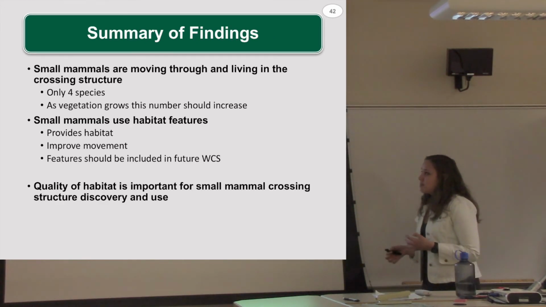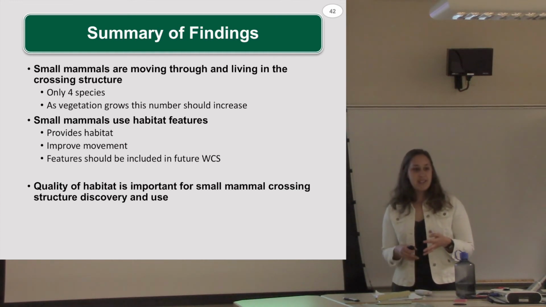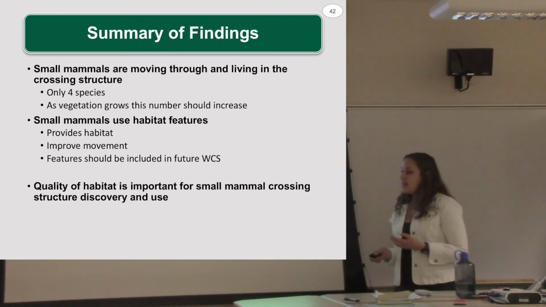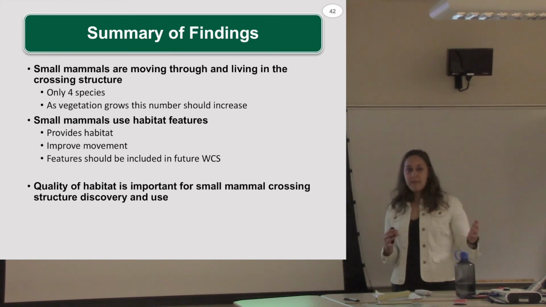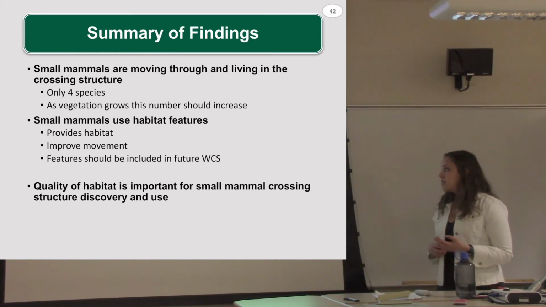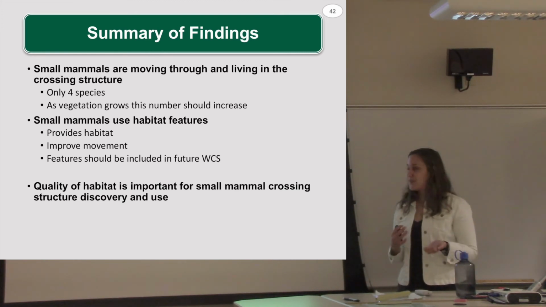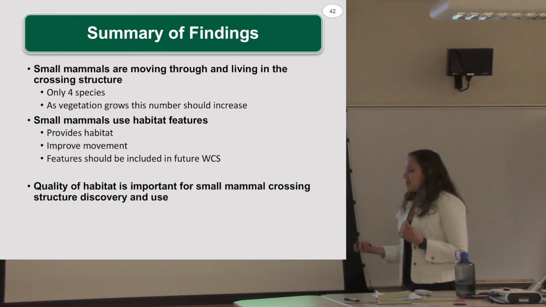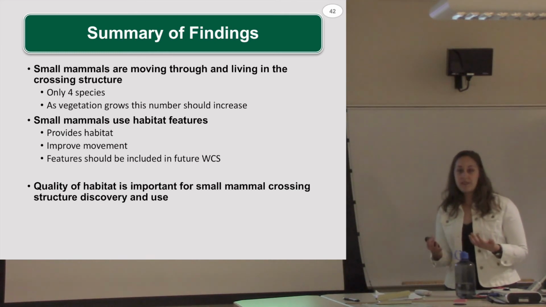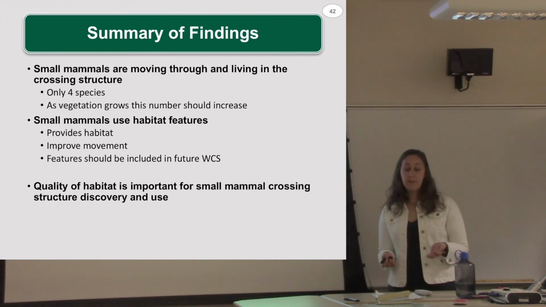So in summary, small mammals are moving through and living in the crossing structure. At this point in time, we only captured 4 species, all of which were generalist species. And as the vegetation matures and this environment becomes a little more complex, this number should change. Small mammals are using habitat features, although we didn't observe any specific preference for one. And these habitat features provide critical habitat and encourage safe movement through the crossing structure, which is the goal for us trying to improve connectivity for these small mammal populations.